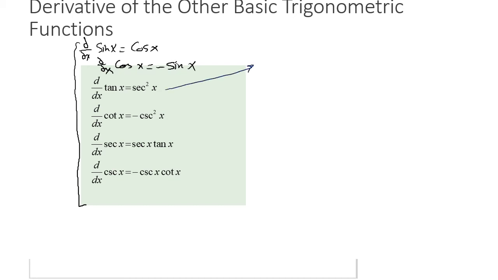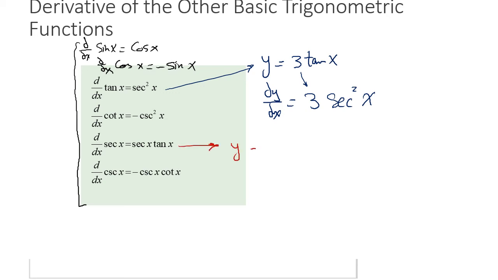Example for the tan: if y is equal to 3 tan x, and I wanted to find dy by dx, so dy by dx is 3 sec square x, as 3 is a constant. Example for the sec: y is equal to negative 5 sec x. So dy by dx is equal to negative 5, a constant, times the derivative of sec, which is sec x tan x. It's a product between the sec and the tan.